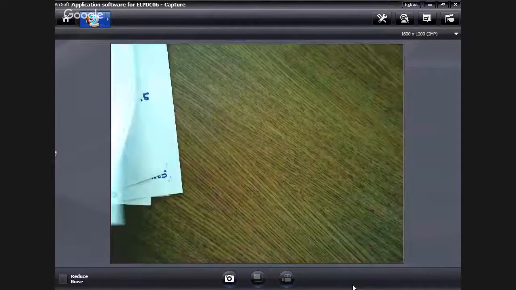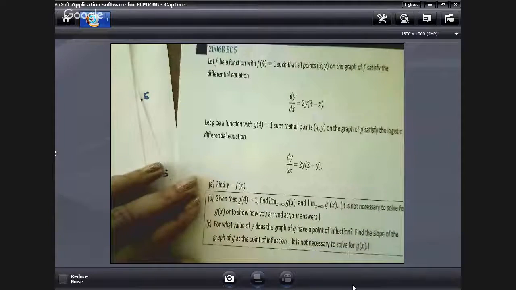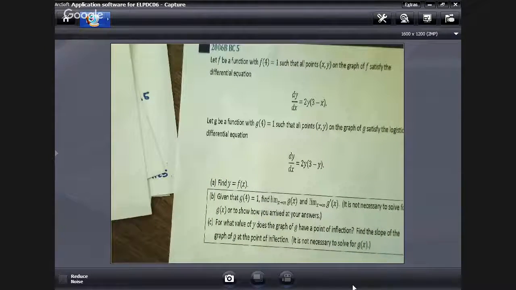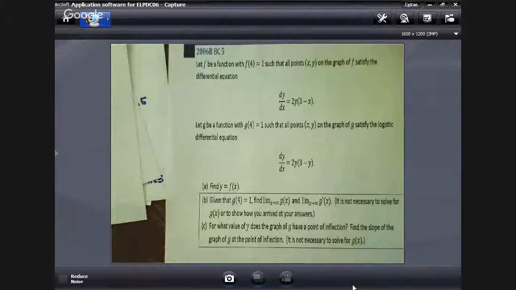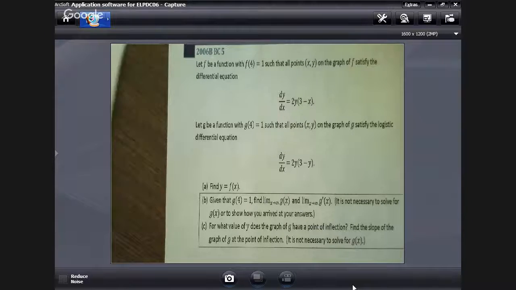The example we're going to look at is from 2006. It was number 5 on the AP Calculus BC exam. Let f be the function with f of 4 equals 1, such that all points x, y on the graph satisfy the differential equation dy dx equals 2y times 3 minus x. Let g be the function with g of 4 equals 1, such that all points x, y on the graph satisfy the logistic equation dy dx is equal to 2y times 3 minus y.